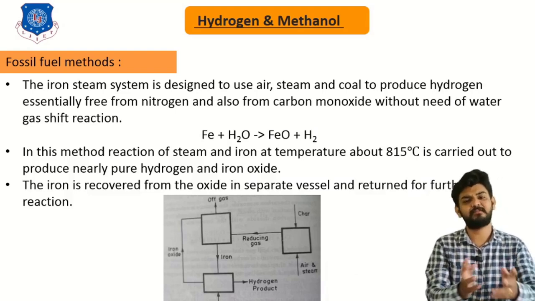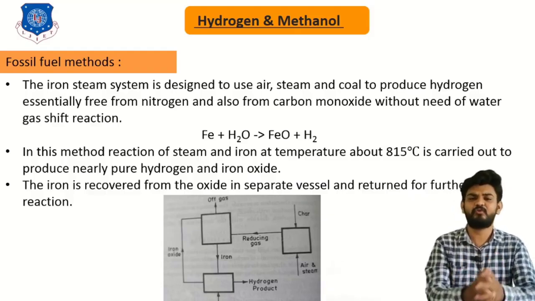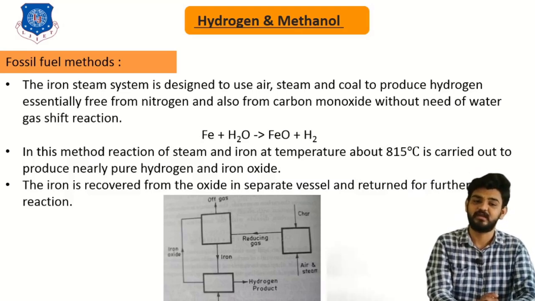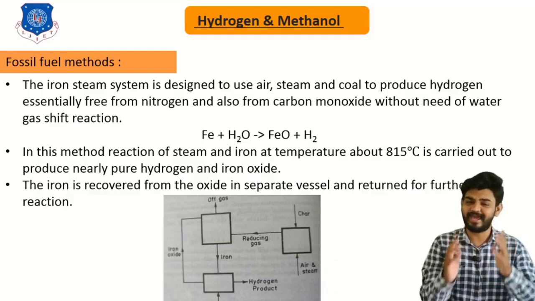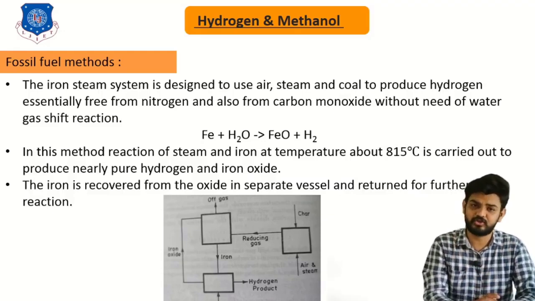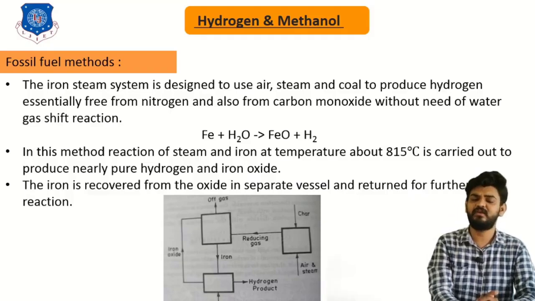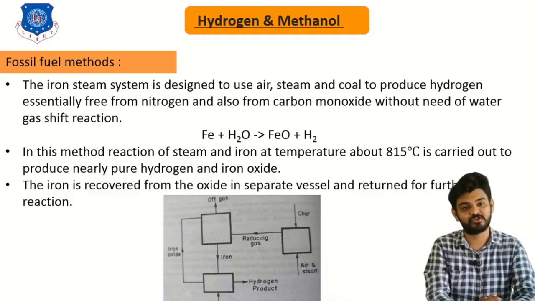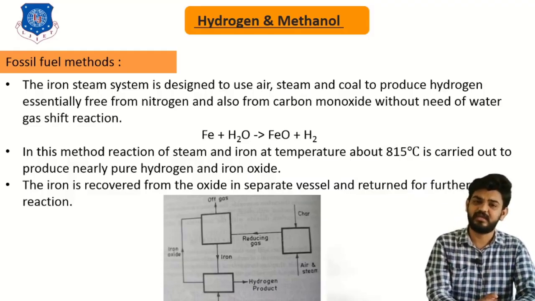The iron steam system is designed to use air, steam and coal to produce hydrogen. This hydrogen needs to be free from nitrogen and also from carbon monoxide, without need of the water gas shift reaction. So basically we will have air, steam and coal for the production of hydrogen by means of this iron steam process, in which we can produce hydrogen without the water gas shift reaction and we do not generate any carbon monoxide or carbon dioxide. The reaction carried out is Fe plus H2O gives FeO plus H2.